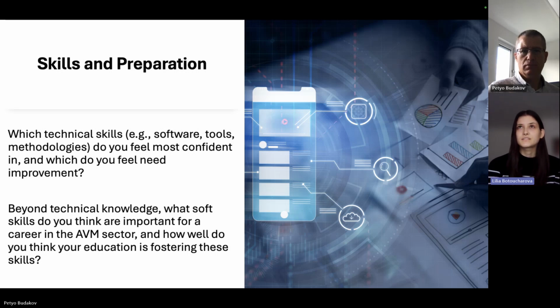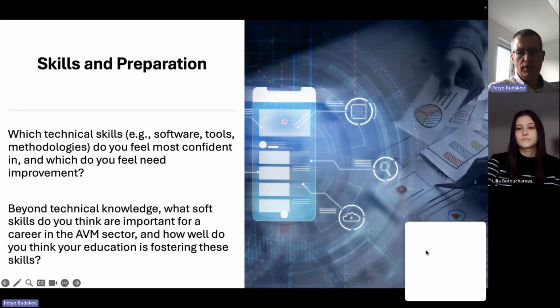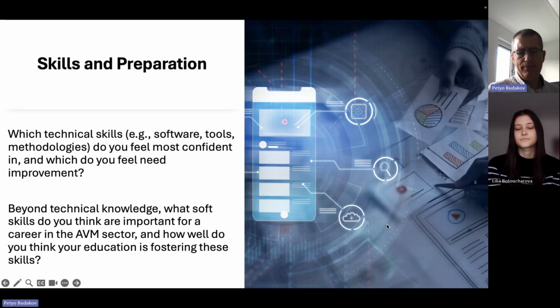And finally, creativity is also important. And I think that nobody can work in those creative AVM industries without a little bit of creativity. And I think soft skills should also be developed. We should not only focus on the technical skills. Yeah, for sure. Just making a good reference between them.